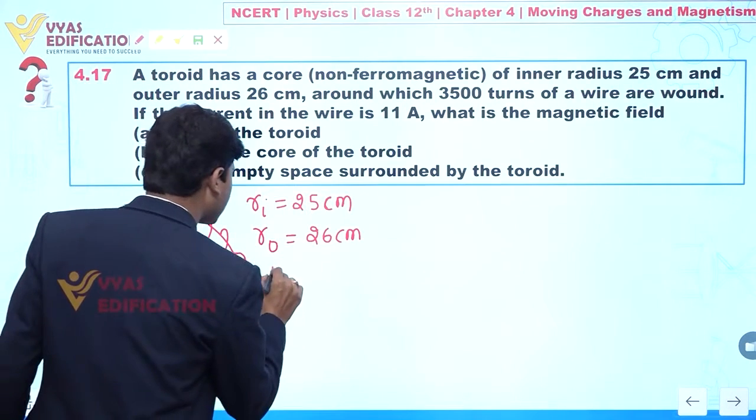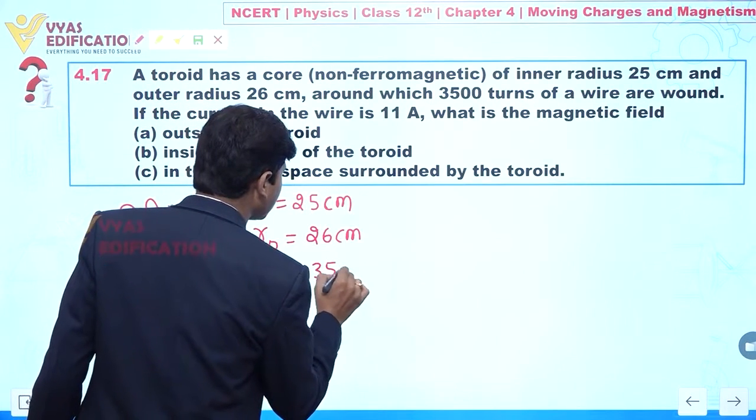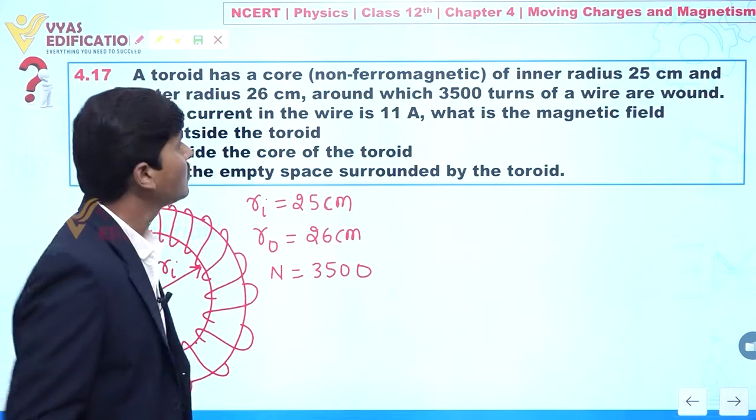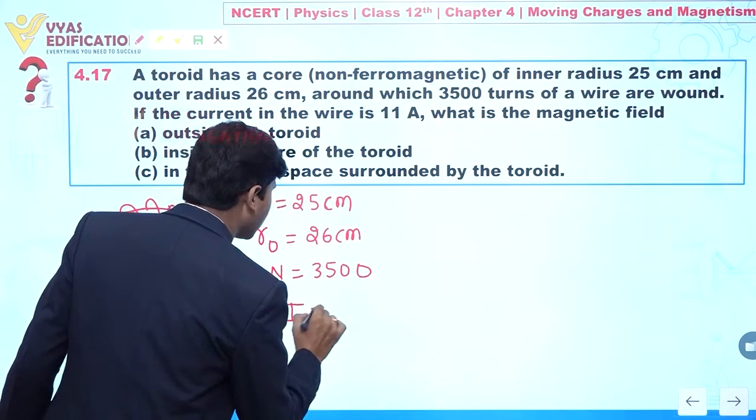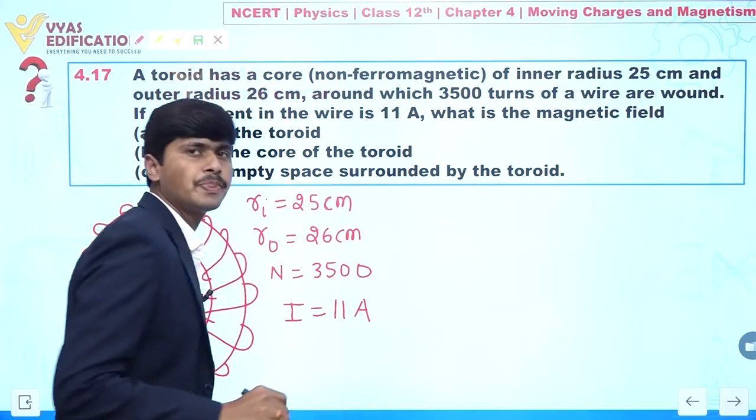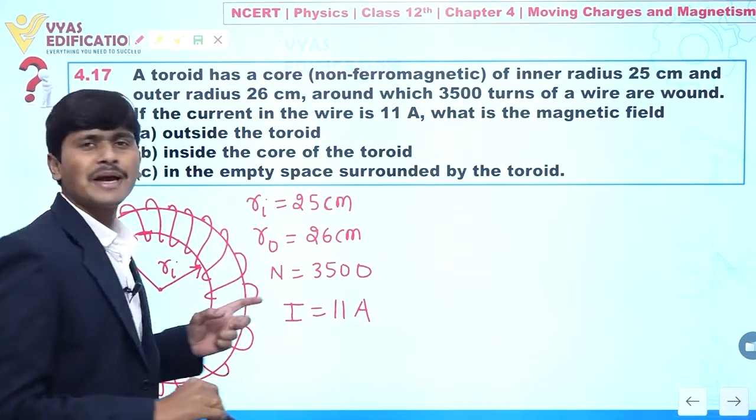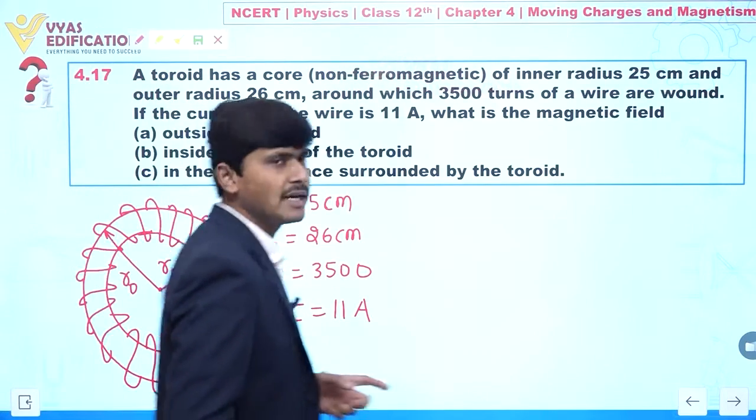It means number of turns is given to you 3500, clear everyone. Now in this question one more thing is given to you, current is given to you, this is 11 ampere, clear. What is magnetic field?